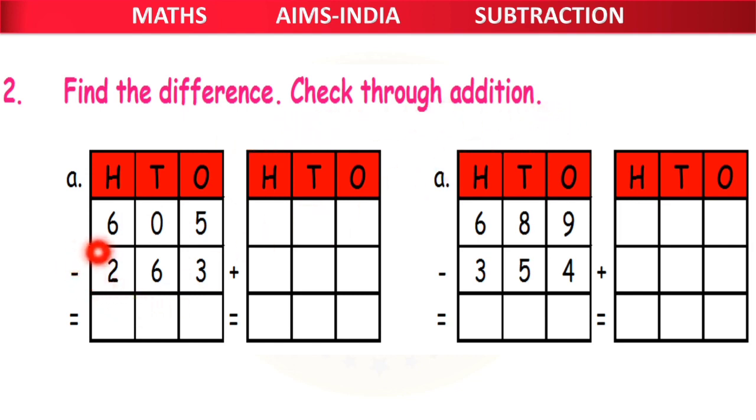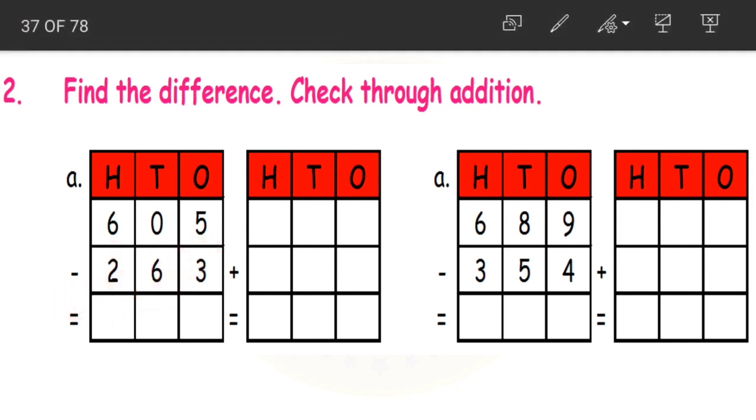What is the first question? 605 minus 263. Starting from the ones place. Yes, 5 minus 3 is equal to 2. Now, tens place we have 0 minus 6. If you remember, children, the first 0 becomes 10. Yes, it becomes 10 and this 6 becomes 5. 6 minus 1, 5 here. 0 becomes 10. 6 becomes 6 minus 1, that is equal to 5 here.